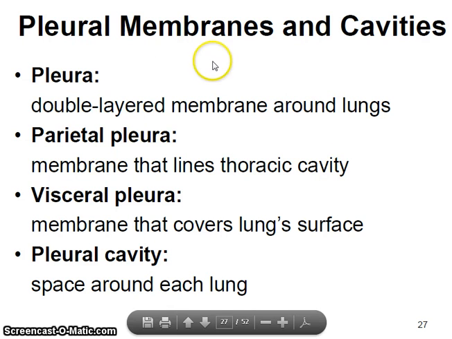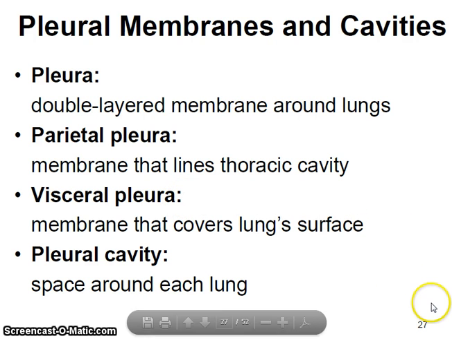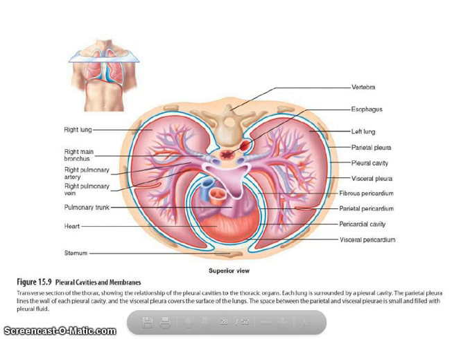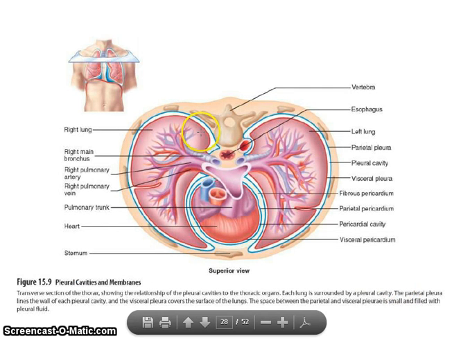Pleural membranes. Pleura refers to the lungs, the double-layered membrane around the lungs. The parietal pleura lines the thoracic cavity, and the visceral pleura covers the actual lung surface. And the pleural cavity is the space between each lung. Here it is diagrammed for you.